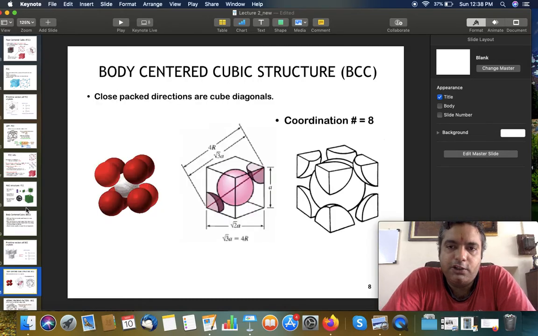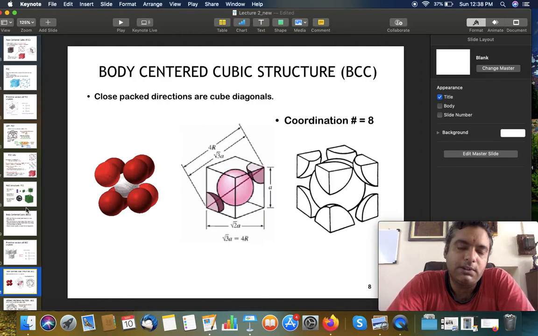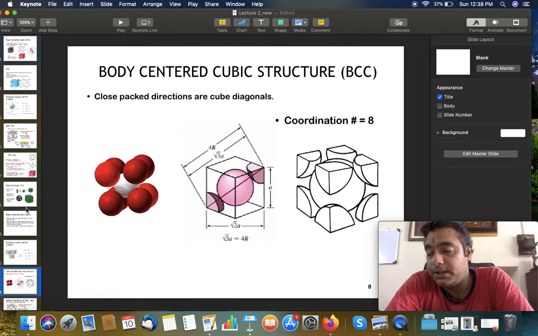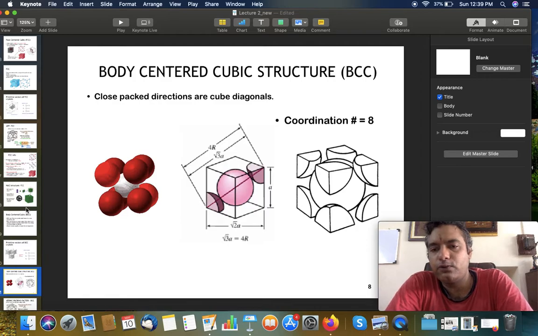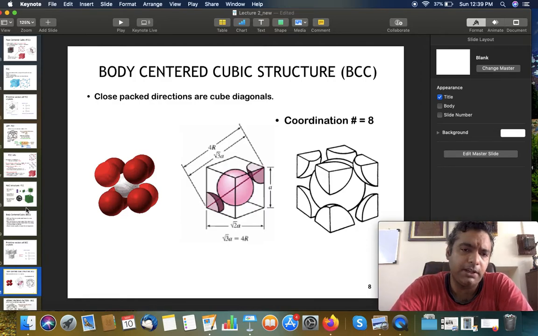The body-centered cubic structure has a coordination number of 8, and the close pack directions are cube diagonals. So the diagonal would be 4r, and it could be represented as square root of 3 multiplied by a. In the previous FCC structure, the 4r was represented by square root of 2 multiplied by a, and here we have square root of 3 multiplied by a.